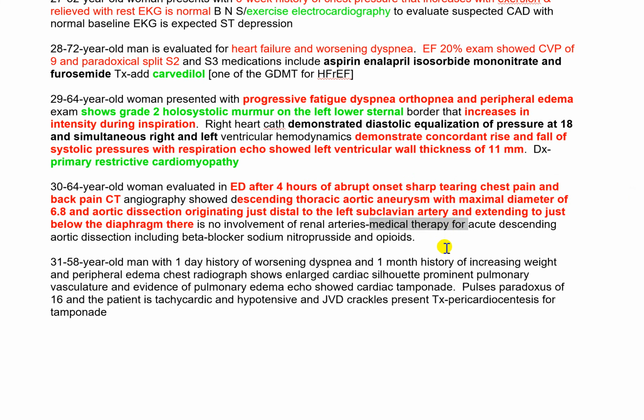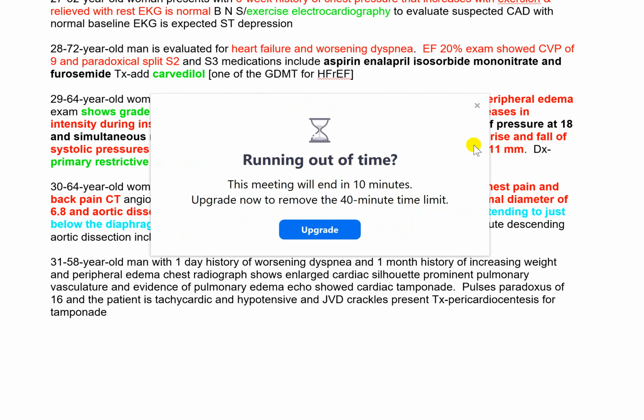Medical therapy, okay. Because you see, it's descending, extending to below the diaphragm. So why medical therapy, not surgery? That's a good question, because the descending aorta has so many blood supplies, so many organs, and if you do surgery, the risk outweighs the benefit.